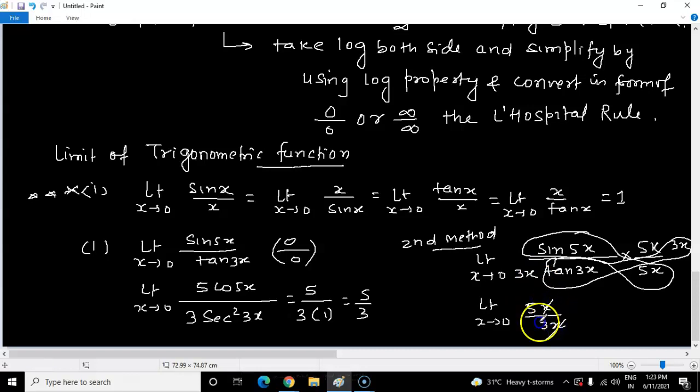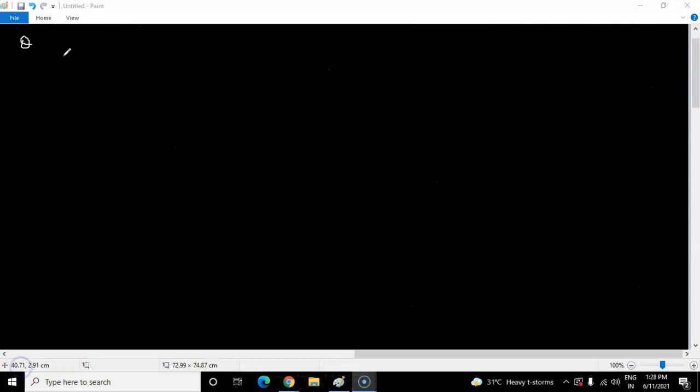Okay? So this x is cancelled here, we get 5 by 3. Yes, sir. So this is another way to do it. Limit of x tends to 0, tan x minus sin x divided by sin cube of x. This one. Okay?